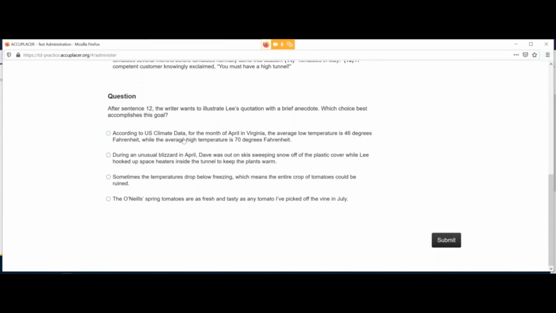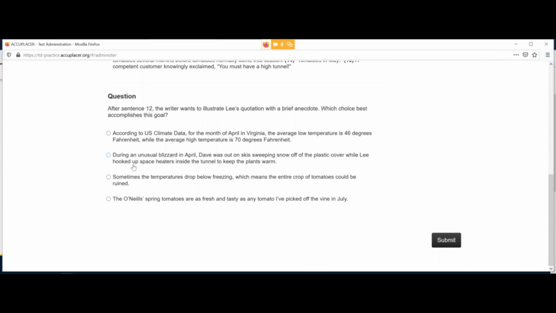Why? Because that doesn't begin a story. How about the second choice? During an unusual blizzard in April, aha, we have a narrative here. We have kind of a once upon a time indicator. During an unusual blizzard in April, Dave was out on skis, sweeping snow off the plastic cover while Lee hooked up space heaters inside the tunnel to keep the plants warm. Aha, there's an anecdote. An anecdote is I'm going to tell you something that happened in order to prove a point or provide an example. So there is an anecdote.